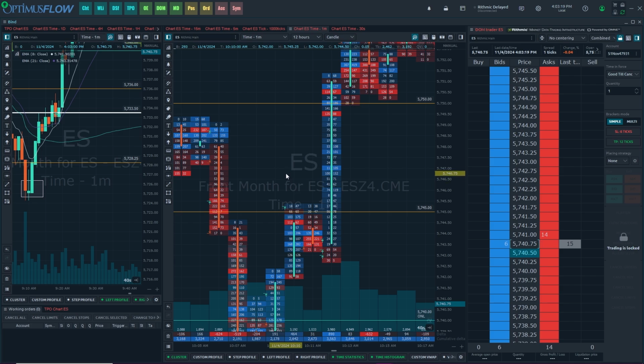That's, in my opinion, the best way to find out when there's absorption and when there's limit offers moving away from price or limit bids moving away from price.